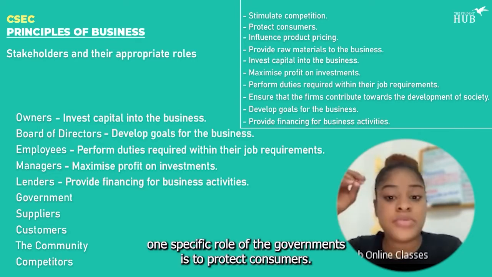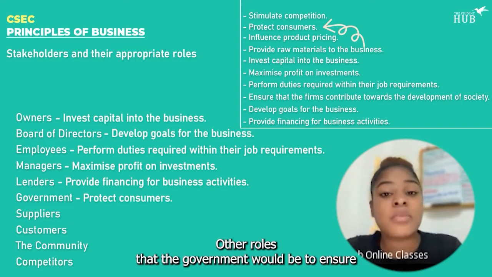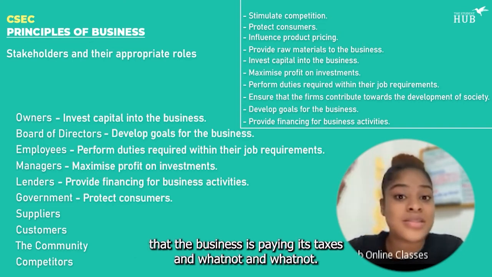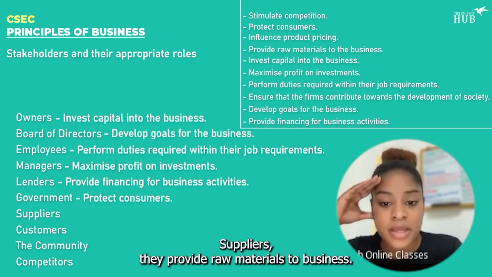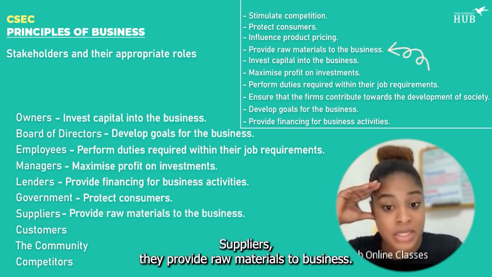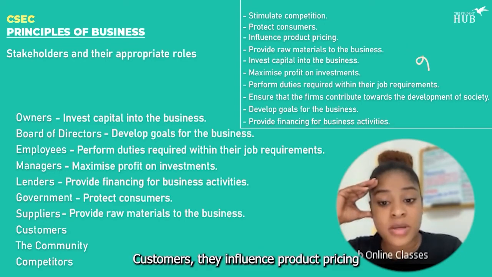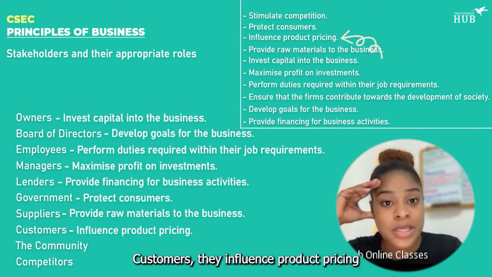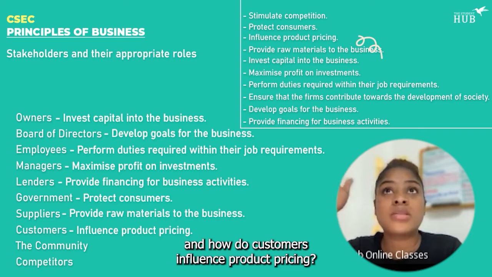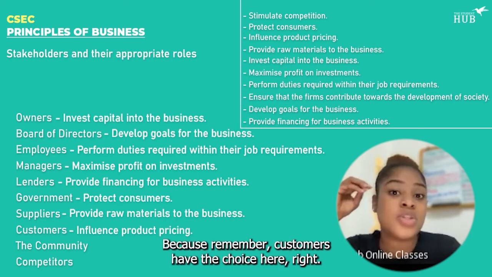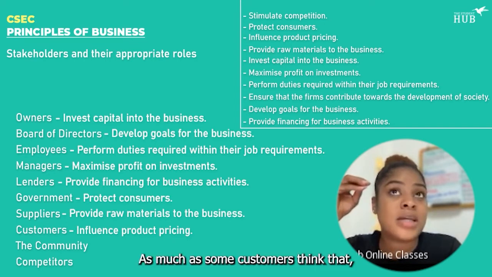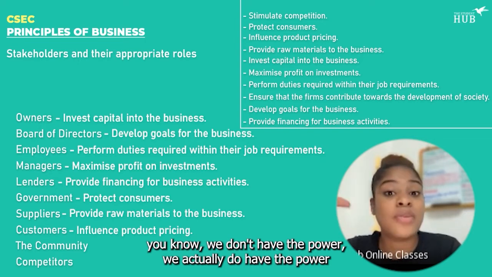Governments, one specific role of the government is to protect consumers. Other roles of the government would be to ensure that the business is paying its taxes and whatnot, right? Suppliers, they provide raw materials to the business. Customers, they influence product pricing. And how do customers influence product pricing? Because remember, customers have the choice here, right? As much as some customers think that we don't have the power, we actually do have the power.